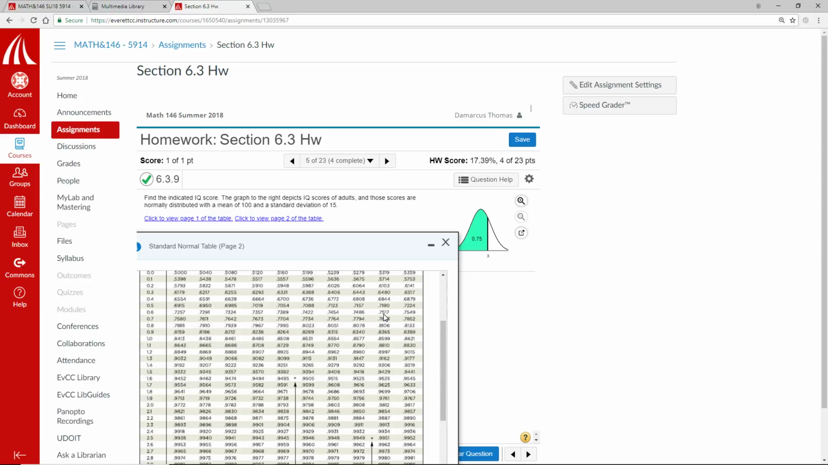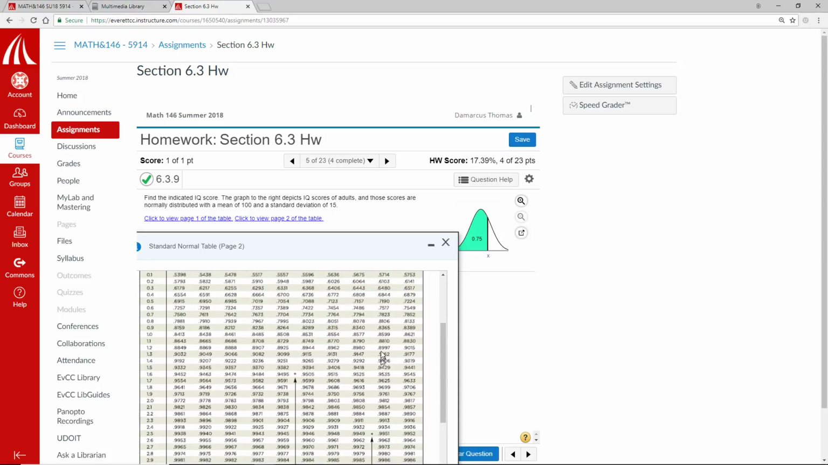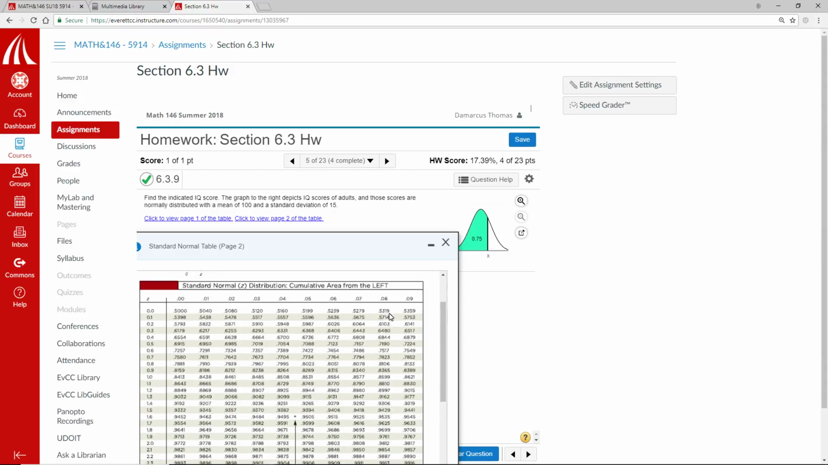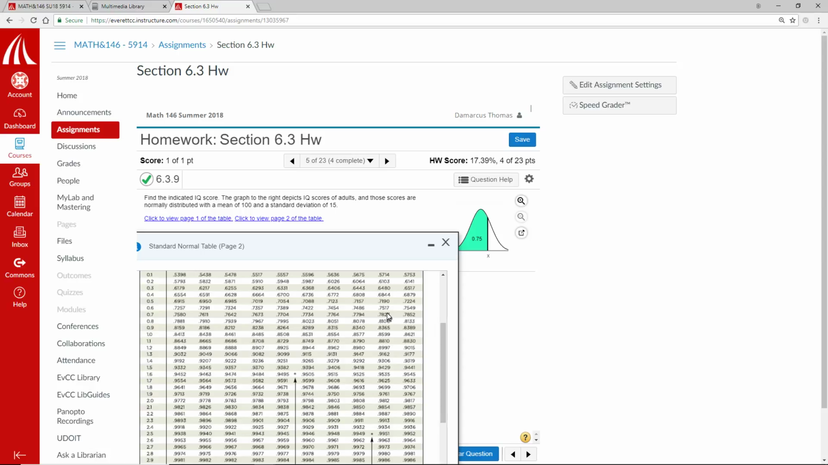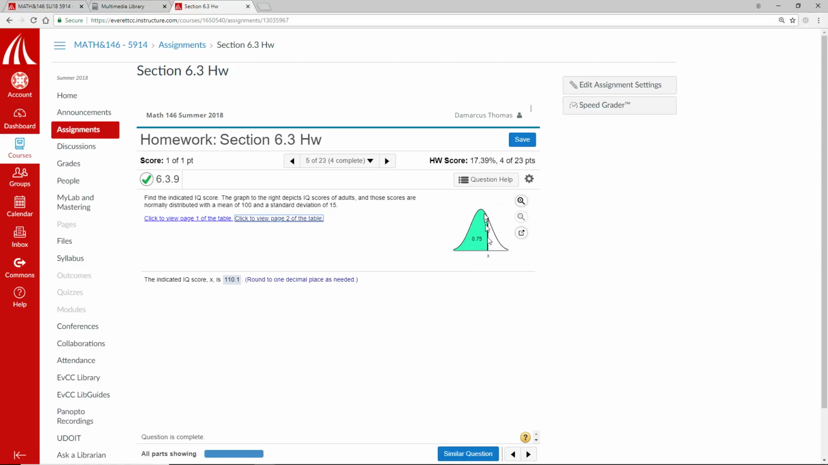Now I got the closest thing to 75%. I got 0.7517. That's as close as the table is going to get me, it appears. And so now I got to look up the z-score that corresponds to that. Well, 75%, let's see here. Okay, so 75% is 0.68. Remember, 0 is right at 50%. So this is 0.68.